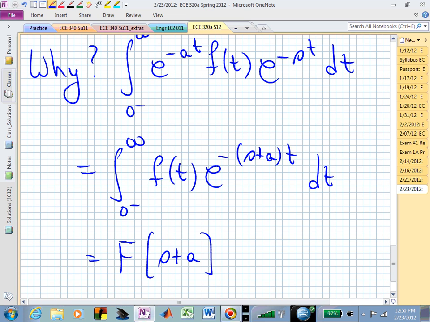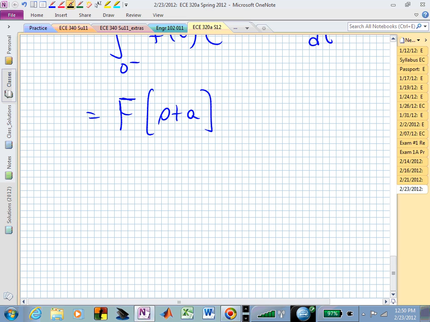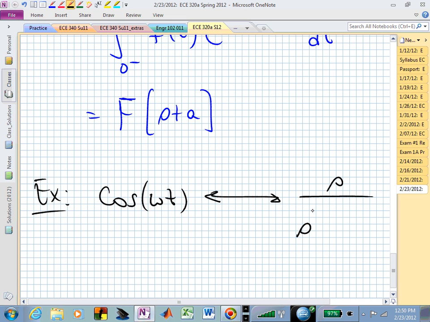So in the frequency domain, translating our complex frequency variable s by an amount a means that in the time domain you're hitting your waveform with a decaying exponential. Here's an example of that. You already know how to transform cosine. That's s over s squared plus omega squared.